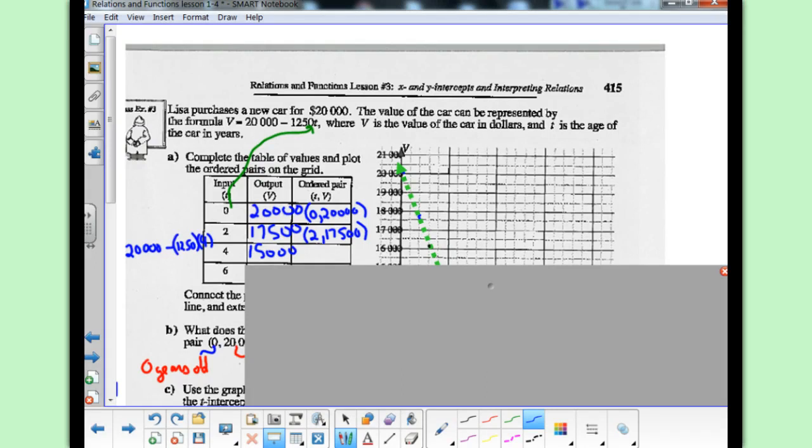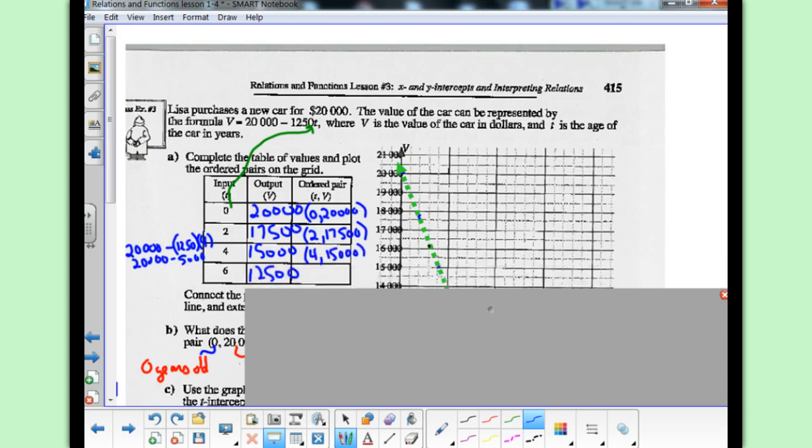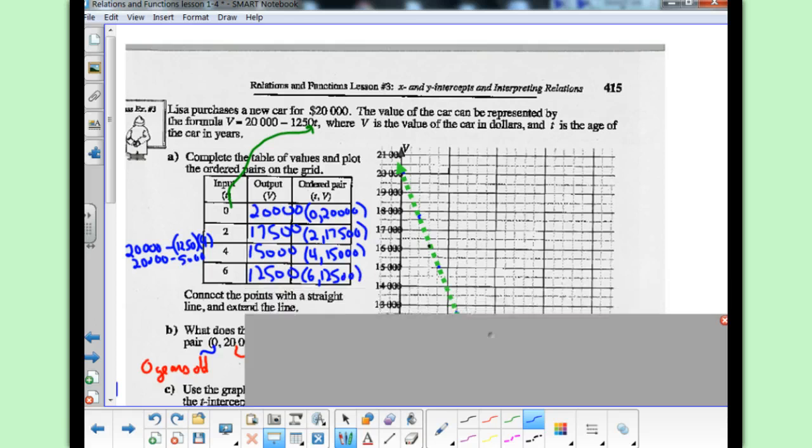4 times 1,250 ends up being, I'm not going to do this with every one, but it ends up being $5,000, and therefore the value after 4 years is $15,000. And you continue on. After 6 years, it's $12,500. And what you want to do now is, well, what does this look like as a graph? Well, plot each of those points that we made here.